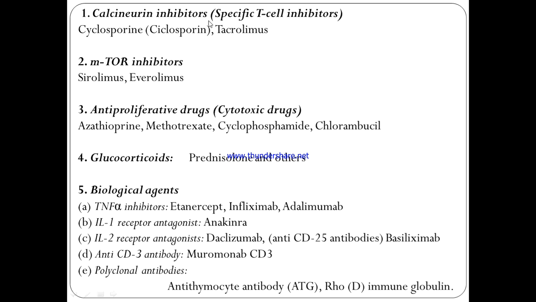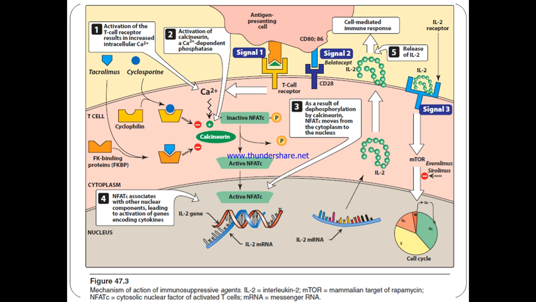Now, today we are mainly going to discuss the mechanism of the calcineurin inhibitors and m-TOR inhibitors. If we look at these particular drugs, they have a complex structure. Clear? This is a complex structure. So here we are going to discuss mainly two categories of drugs, the calcineurin inhibitors and the m-TOR inhibitors.